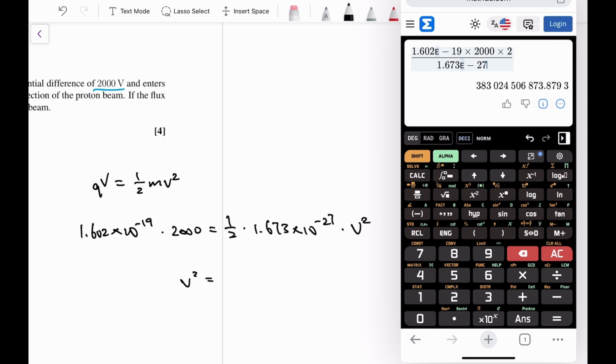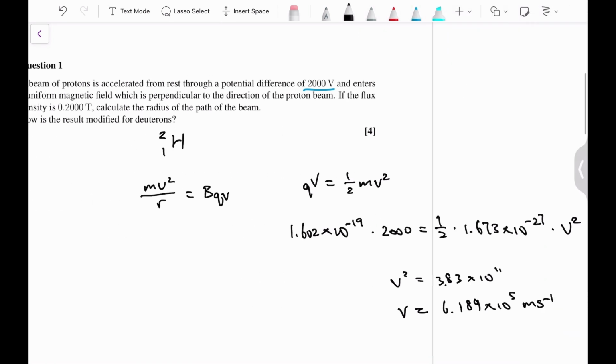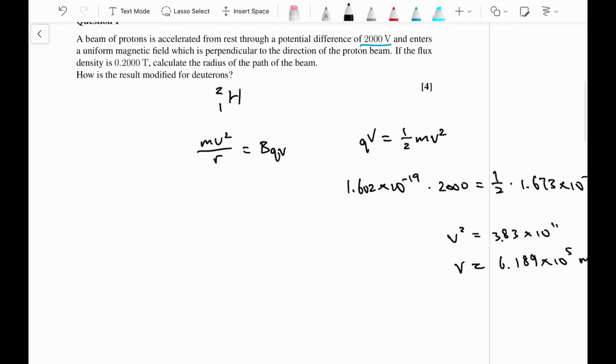That is 3.83 times 10 to the 11. Therefore v will be equal to the square root of this. I'm going to say to 3 decimal places, that is 6.189 times 10 to the 5 meters per second. Now that we're given the velocity, we can derive the radius.